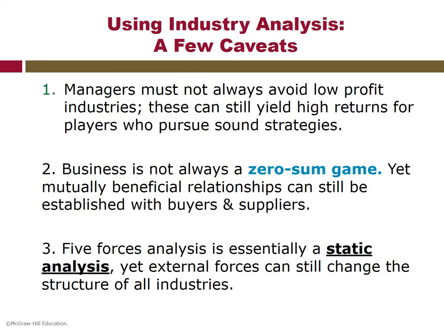For this part of the discussion, we're going to address some of the limitations of Porter's five forces model. Number one, managers must not always avoid low-profit industries. They can still yield high returns for players who pursue sound strategies, not simple but well-planned strategies. Secondly, business is not always a zero-sum game. When you say zero-sum game, the winner takes it all, one entity wins by itself. But in competition, it could be mutually beneficial for both competitors. They could be in a win-win situation, so they could complement one another even though they are competitors.